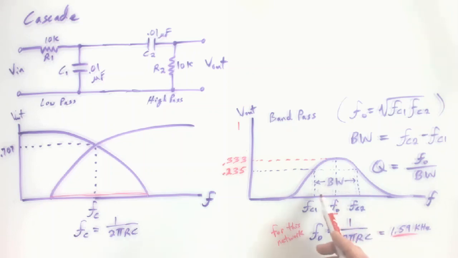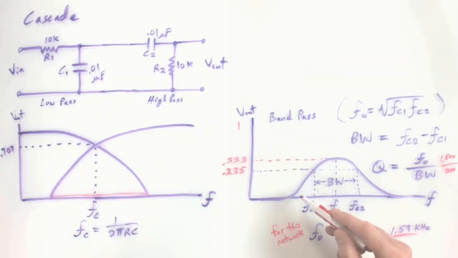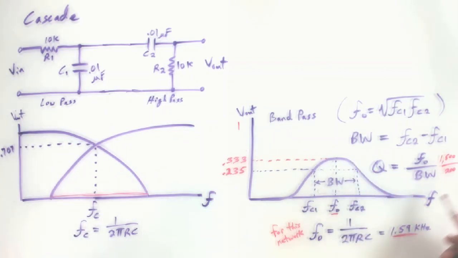if you're at 1.59 kilohertz and you have like a 200 hertz bandwidth, I think you can see you're up here in the 1,000 range and you're here at like the 200 range, that's a pretty high Q. That's a pretty narrow frequency selection, because you're in this sort of realm and you have this.